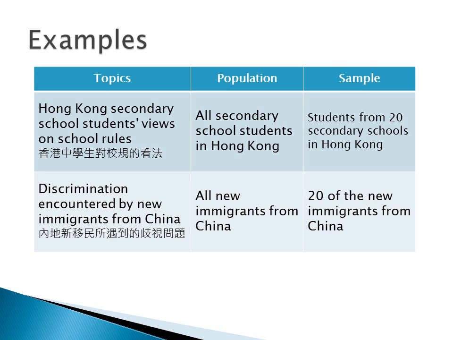The second example is about, for example, we want to know the discrimination encountered by new immigrants from China. So if we want to study them, then the population will be all these immigrants from China. As the population also is not a small group of people, for example, we can conduct the survey by taking 20 of them as a sample, and then interview them one by one to get information or any opinion from them.